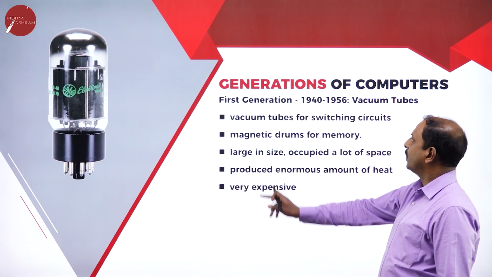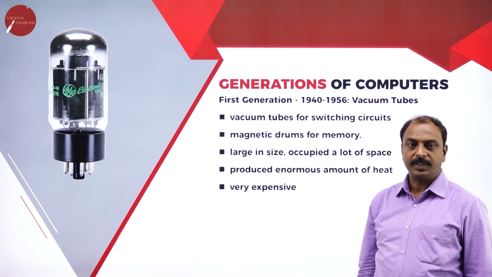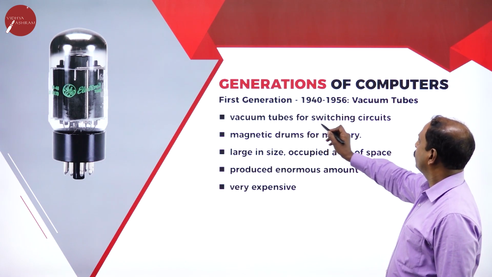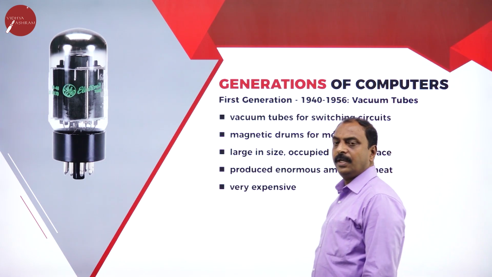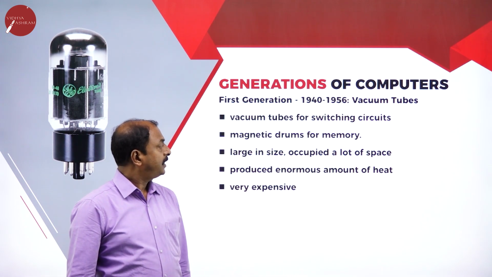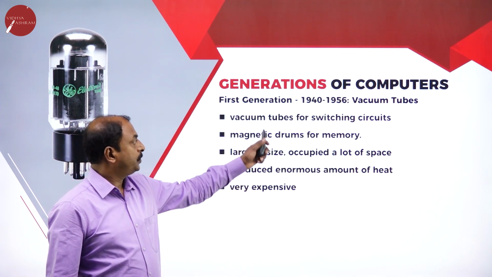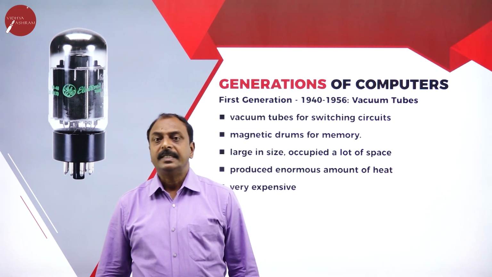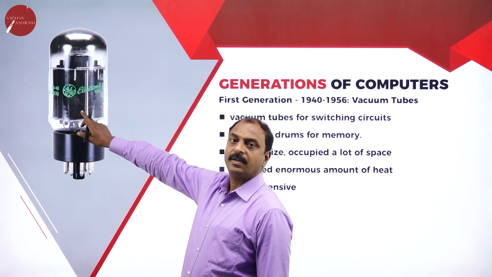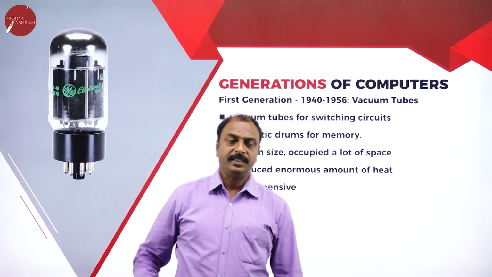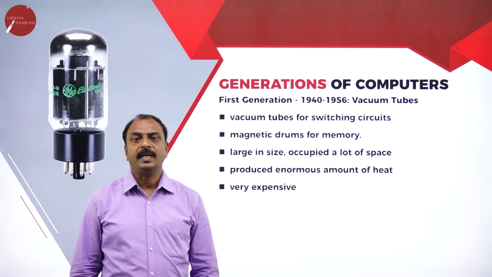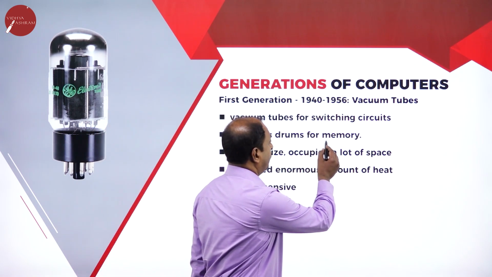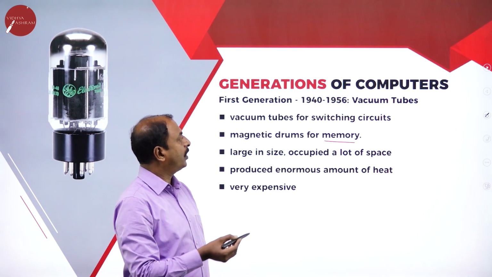Now let us see what is the first generation of computers. The first generation of computers were using vacuum tubes for switching circuits. Actually, in this device, they were using a vacuum tube. Now you can see the diagram of this. This is the image of a vacuum tube. This is an electrical device. This valve is an electrical device. Vacuum tubes were used as the main electrical component. Now, magnetic drums for memory, they were using magnetic drums for memory.